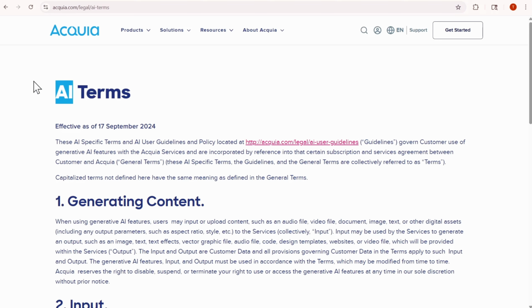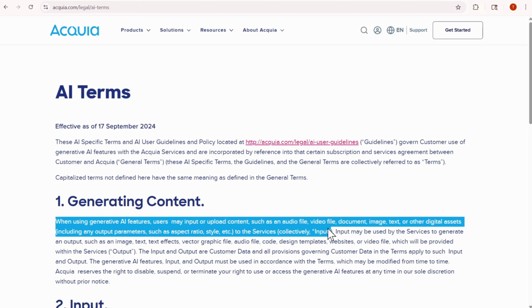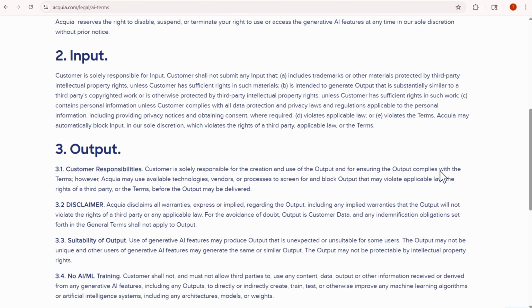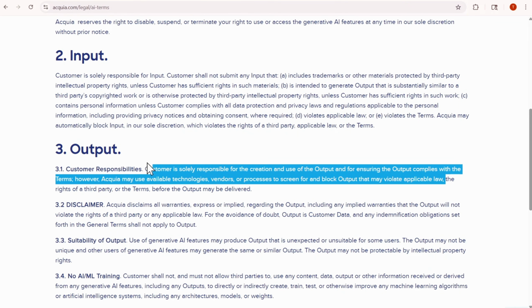There are lots of different legal ramifications outside of privacy, but at a minimum, there is personal data being processed that comes with responsibility. So the last thing I'm going to talk about today is this sentence, customer responsibility. Customer is solely responsible for the creation and use of the output and for ensuring the output complies with the terms. However, this company may use available technologies, vendors, or processes to screen for and block output that may violate applicable law.